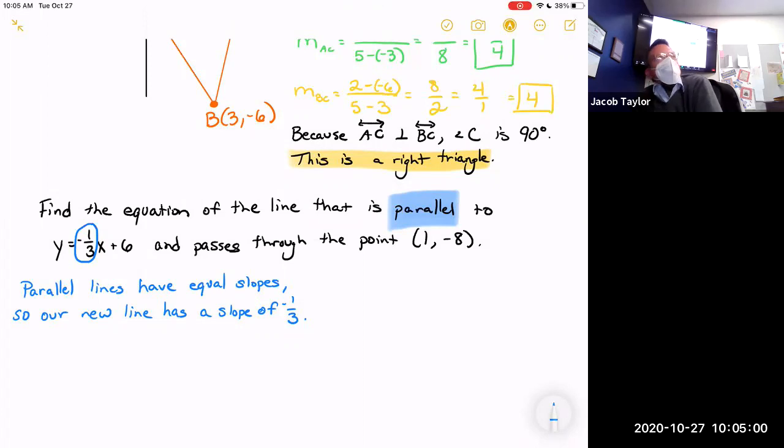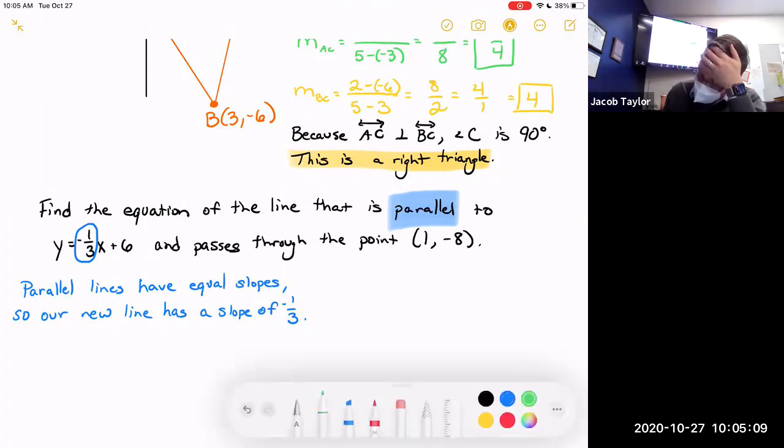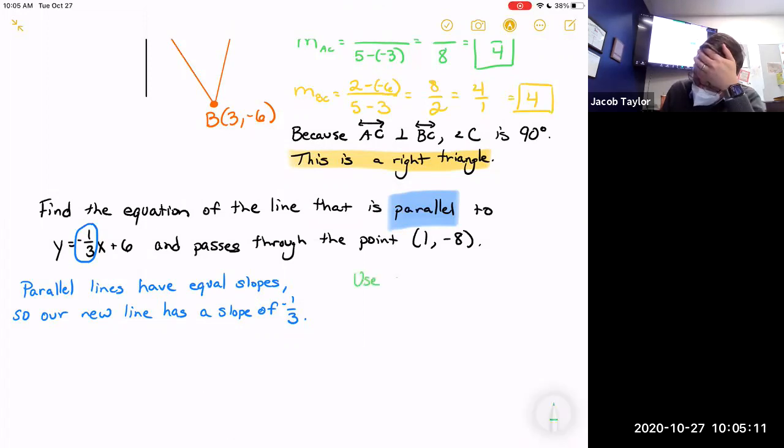So in order to write an equation for a line, I need the slope and I need the y-intercept to write it in slope-intercept form. I know the slope, it's negative 1/3. Now I got to find the y-intercept. So I'm going to use slope-intercept form.